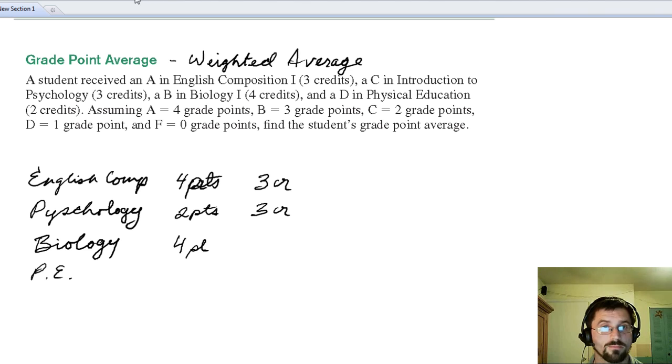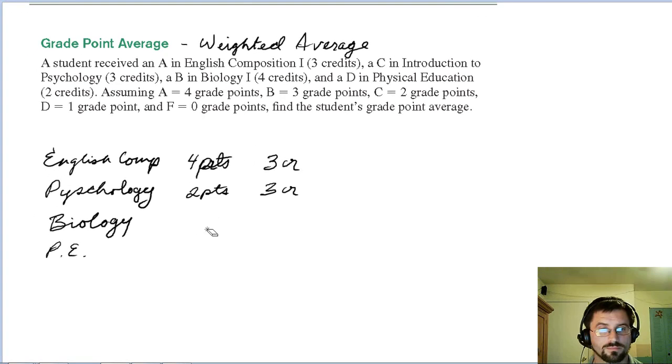Let me correct that. Where's my eraser? The eraser, there you are. So we'll get rid of that. So biology is, they got a B, which is worth 3 grade points, and this is a 4-credit class. And lastly, phys ed, they got a D. That's only worth 1 point for that 2-credit class.